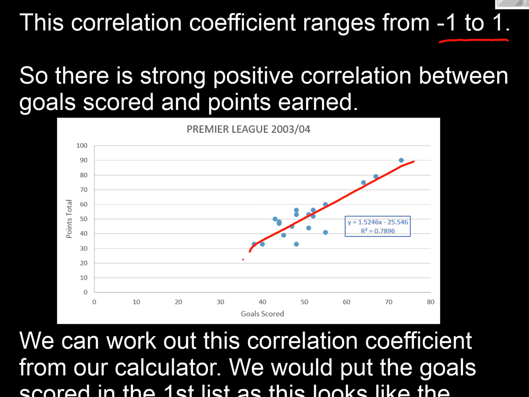And the second part is it's quite a narrow little distribution here, isn't it? They're quite narrow. There's only a few outliers here, but quite a few of them are quite close to the line, aren't they? So ignoring these outliers, pretty well everything is pretty well on the line. That's what's giving us a big positive number, a number close to 1. So what we're saying here is we've got strong positive correlation between goals scored and points earned.